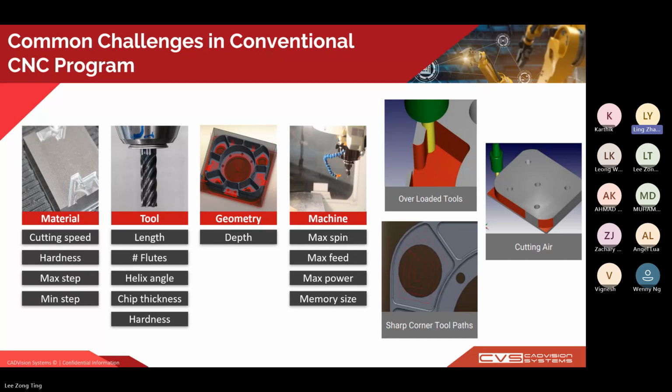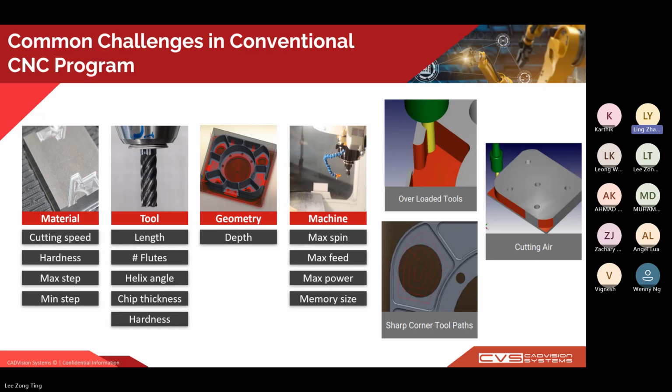So one of the biggest challenges in traditional CNC programming is figuring out the right speed and feeds so you can push your machine to its full potential without damaging the tools or risking failure. So the truth is, calculating the optimal cutting condition isn't simple. You will need to account for four major factors. The material being cut. This could include cutting speed, hardness, what's the maximum and minimum step value. Second, the tool you are using. This could be what's the optimum length of the tool, how many flutes should I use, what should be the helix angle, how thick the chip should be, and what's the hardness of the tool itself.